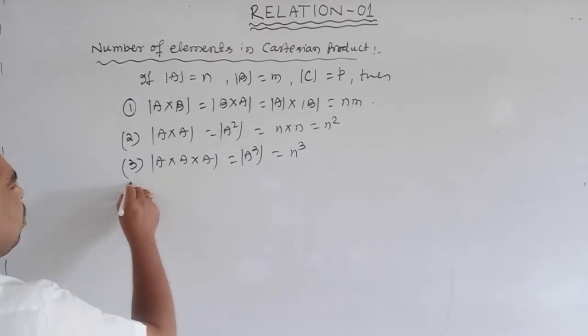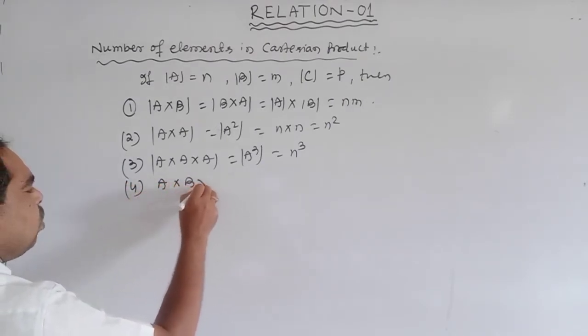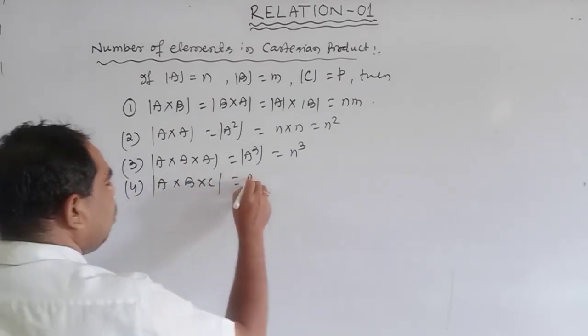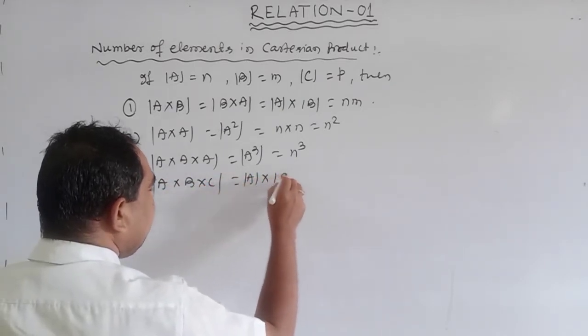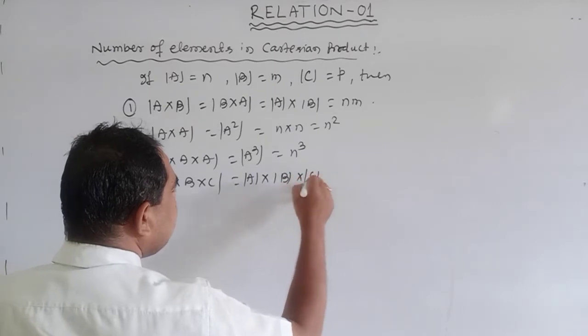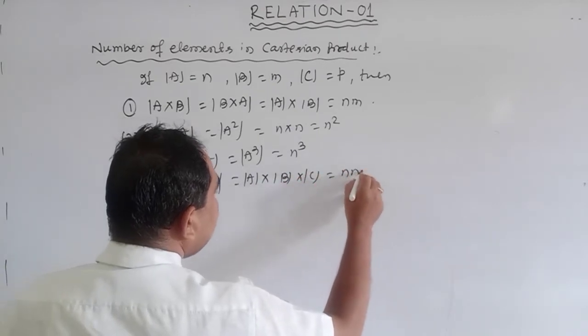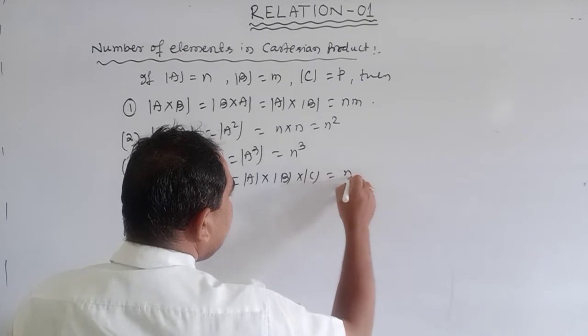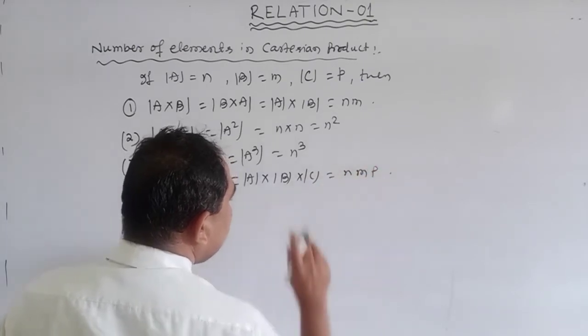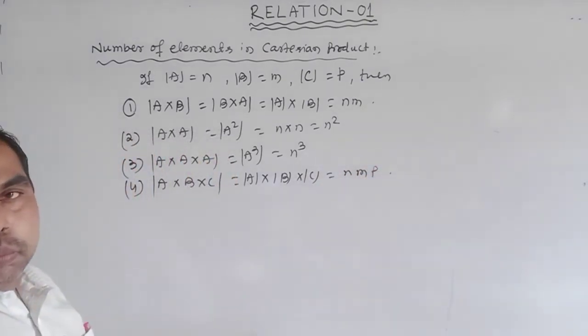Fourth, A into B into C is equal to mod A into mod B into mod C, which is n into m into p.